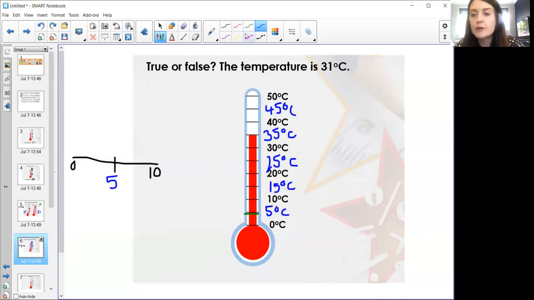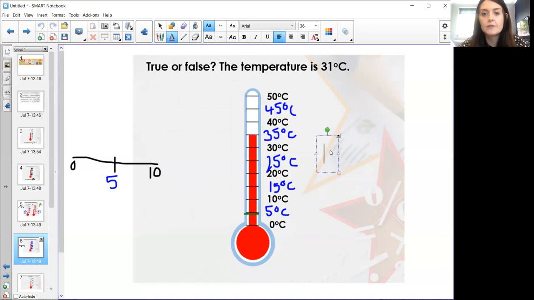Now we're going to look at where the temperature is. We're going to look all the way up to the top of the red bit, and it's going up to 35: 0, 5, 10, 15, 20, 25, 30, 35. So the correct answer should be 35. Is it true or false that the temperature is 31? The answer is going to be false, because it's not 31. We know it's 35 and we've worked that out using our scale.